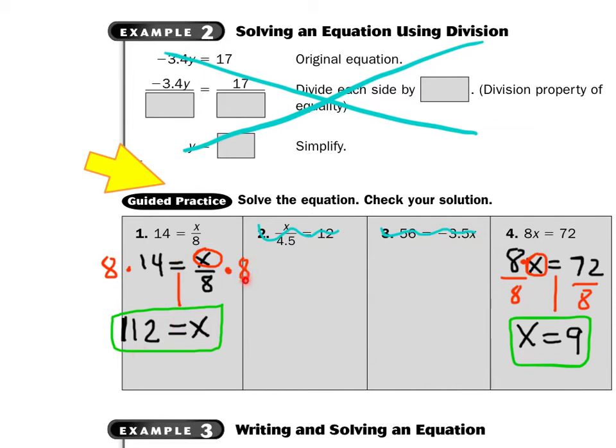And then over here, the 8s cancel out. They destroy each other, and they create a giant invisible 1, and then let the x come down. So we just get x equals 112. All right, take a look at number 4.